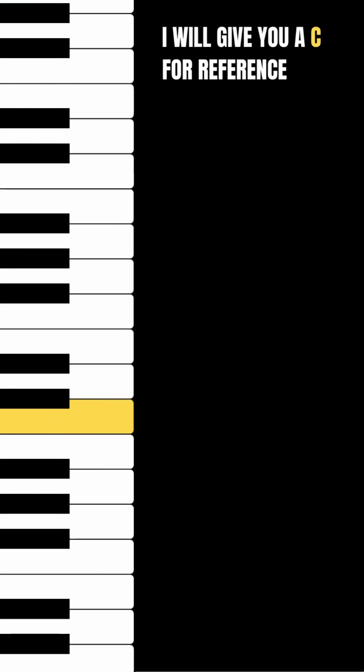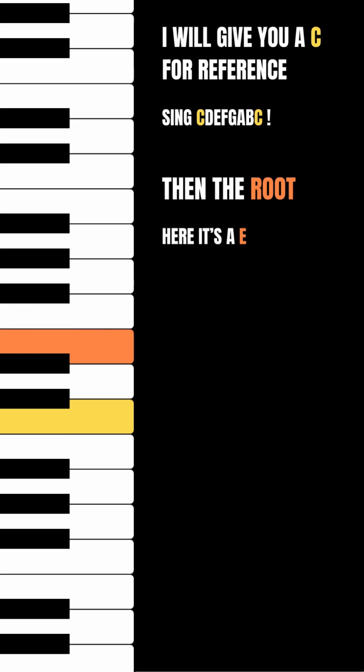First, I will give you a C for reference. Everybody can build their own mind map of every note on the piano by roughly singing C, D, E, F, G, A, B, C. So it's obvious that I'm not a singer either, but anyway, now you have a rough mind map of the entire piano notes. So now your job is to hear the root note. Here it's an E. Let me know in the comments if you want to see which root note it is, or if you prefer to guess it too.